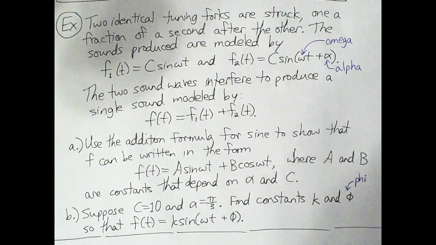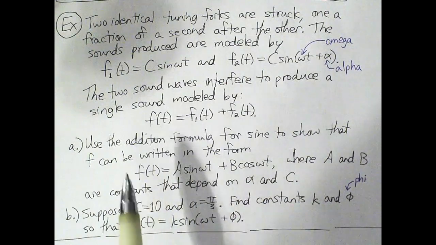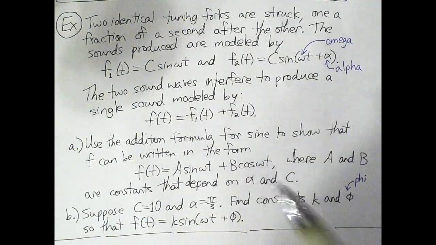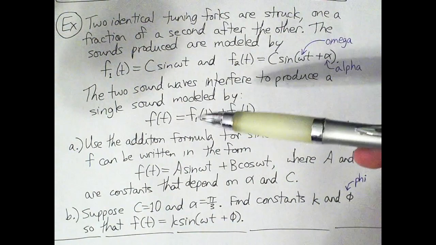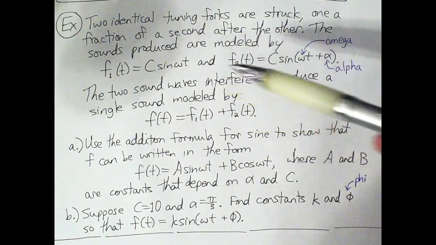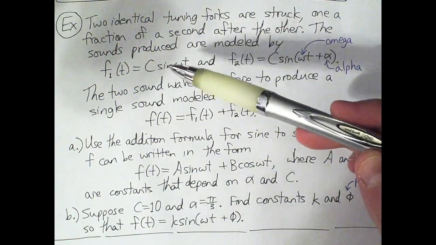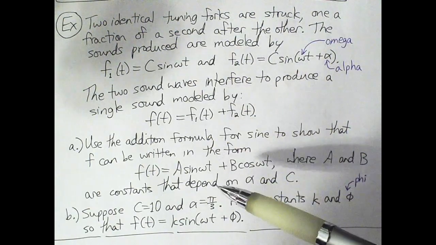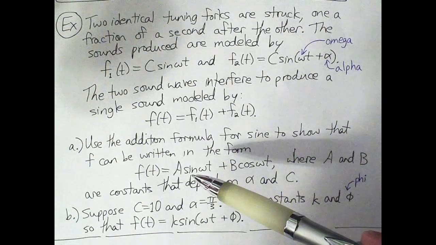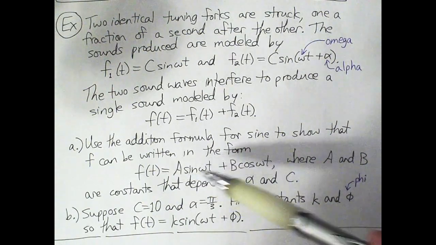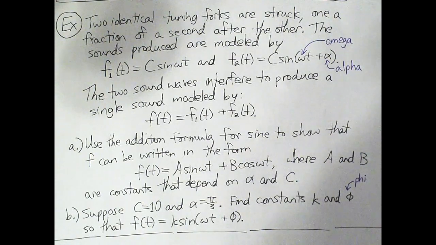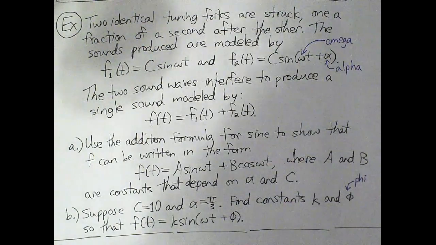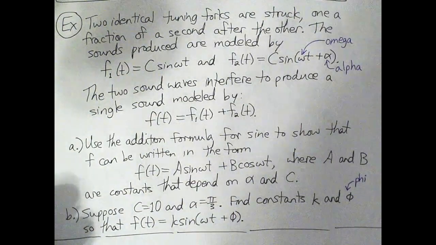Let's think about what is the goal of part A. Our goal is to show that f can be written in this form. Well, we know what f is. F is f1 plus f2. Here's f1, here's f2. So, you know, we could add these together. And that's f of t. And this problem claims that it can also be rewritten into this form. But it's telling us to use the addition formula. So why don't we get started and see what the addition formula is going to do for us.